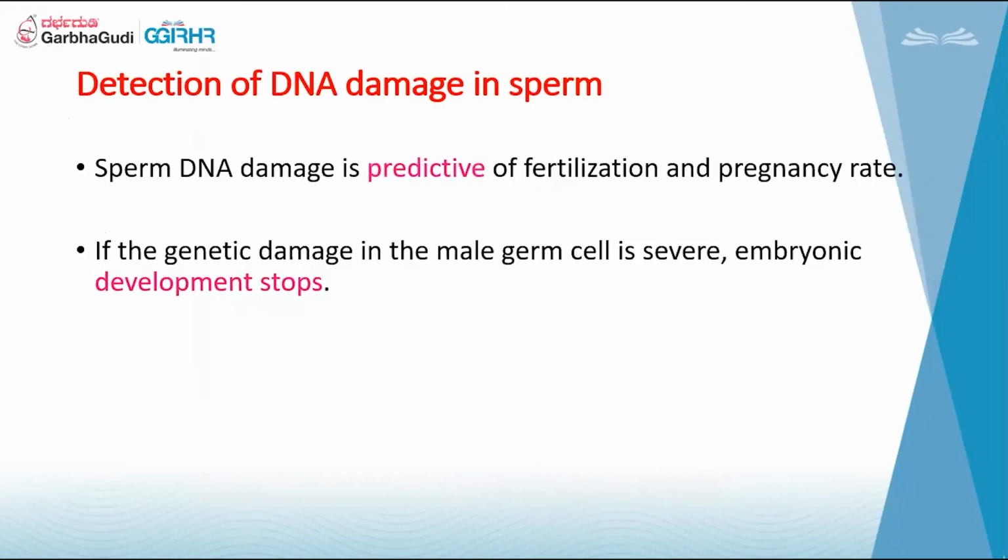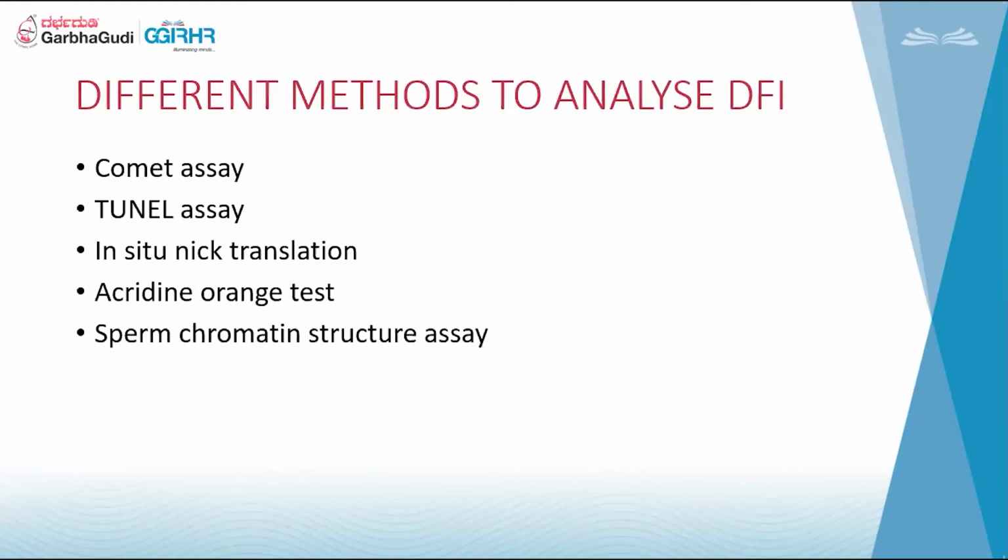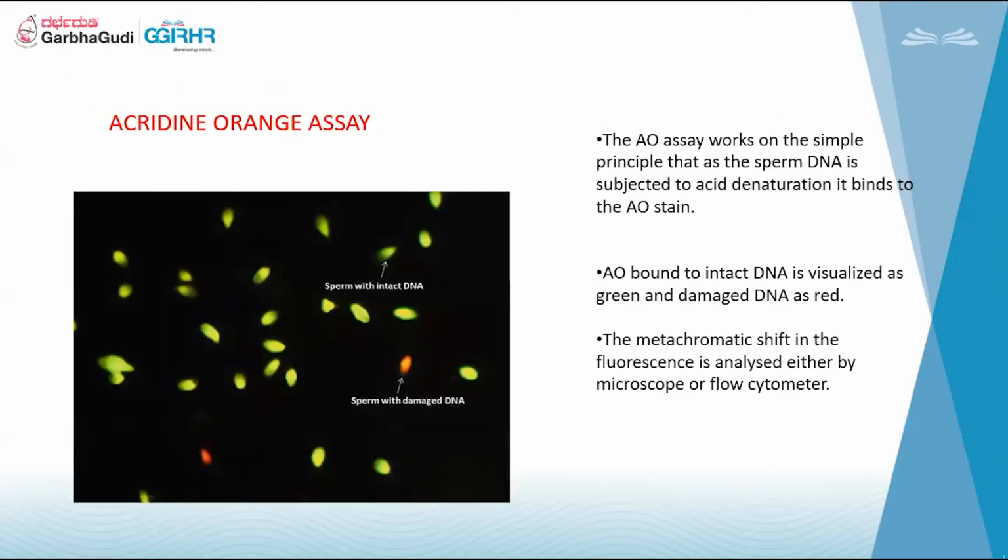And then what happens if there is DNA damage? As you all know, that will affect pregnancy rate and fertilization rate, and there can be abnormal embryonic development. Coming to the different methods to analyze DFI, as I said, there are the COMET assay, TUNEL assay, in situ nick translation, acridine orange test, sperm chromatin structure assay, and so on. In acridine orange, there are different fluorochromes. This is a method we usually don't use; some researchers do if they're undergoing some process. In hospitals, if we have a flow cytometer, then we can do the TUNEL or COMET assay.